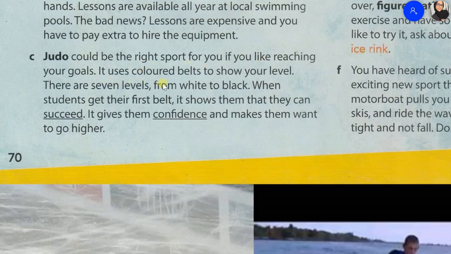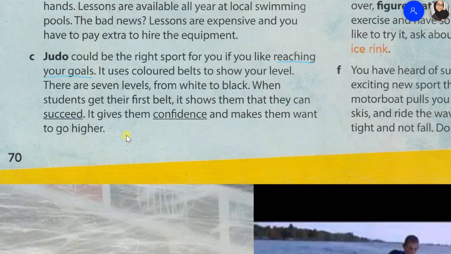It uses colored belts to show your level. Okay. Maybe we could highlight some important points. Reaching your goals. It uses colored belts to show your level. There are 7 levels from white to black. When students get their first belt, it shows them that they can succeed. It gives them confidence and makes them want to go higher.